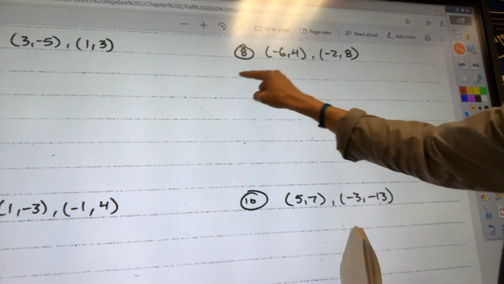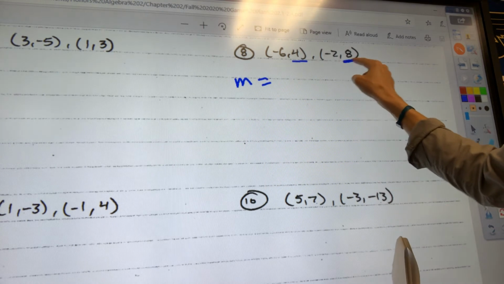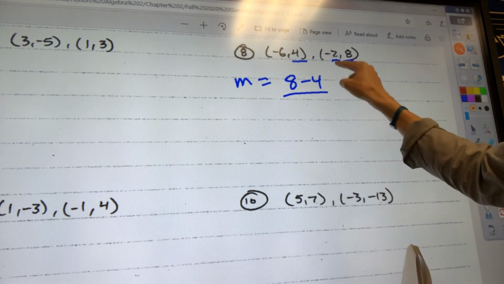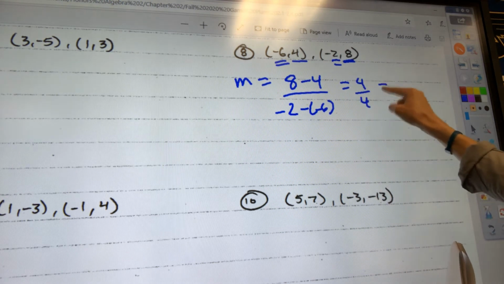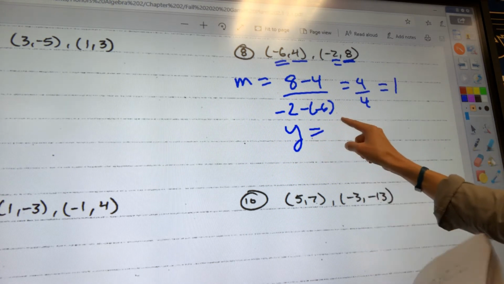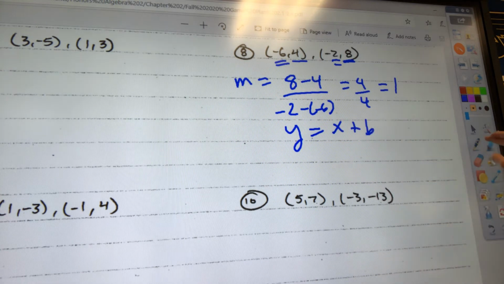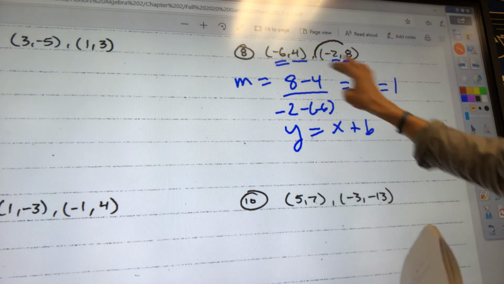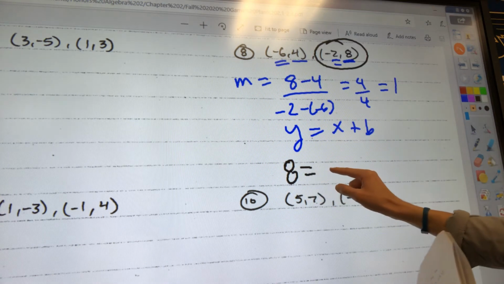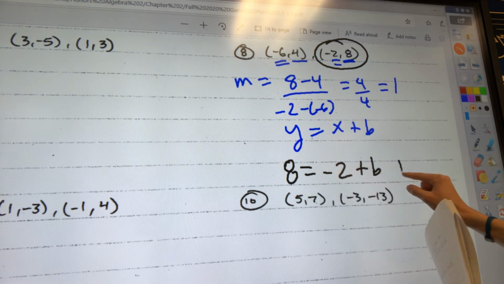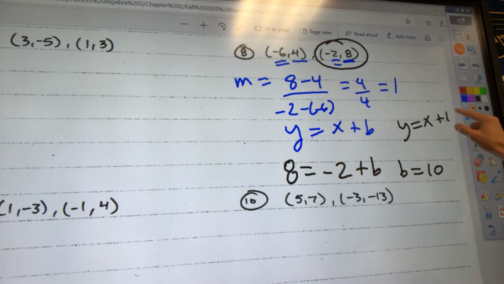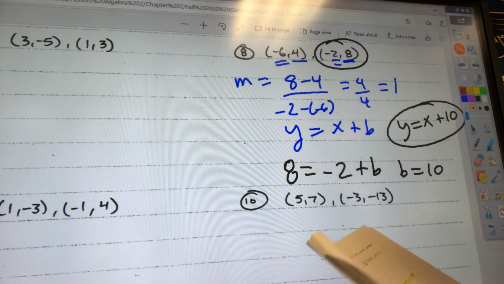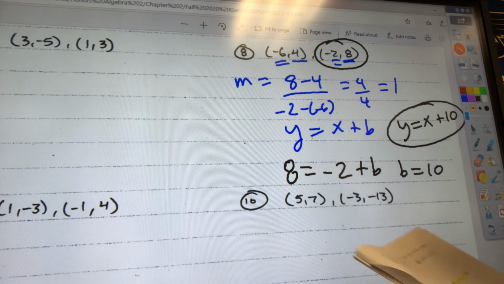All right, so the slope is 4. Oh, no, I'm going to do 8 minus 4 over negative 2 minus negative 6. 4 over 4 is 1. So y equals 1x or x plus b. Going to use maybe that one. Y is 8 when x is negative 2, so b is 10. Y is equal to x plus 10. All right, equation of my line there. Slope of 1's pretty cool. Worked out well for us there.